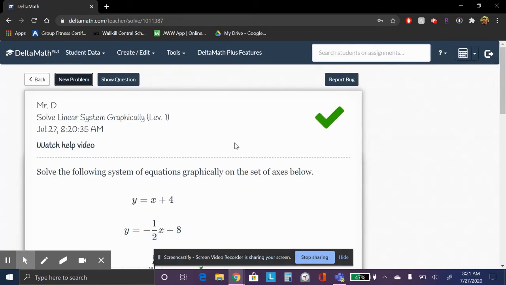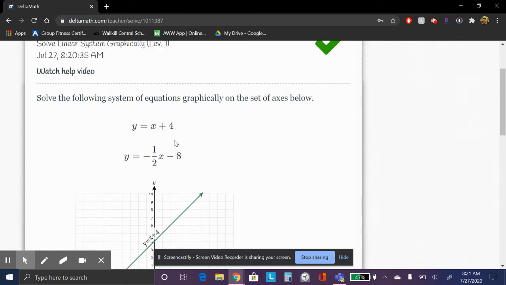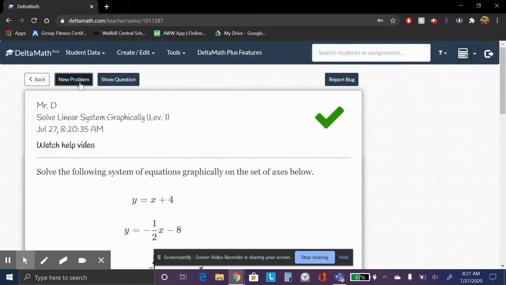There we go. And what's nice is that when you put in your answer, they show the lines outlined for you and everything. Awesome demonstration. Let's look at another one.